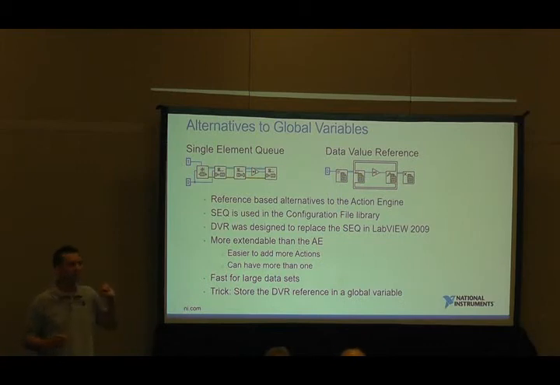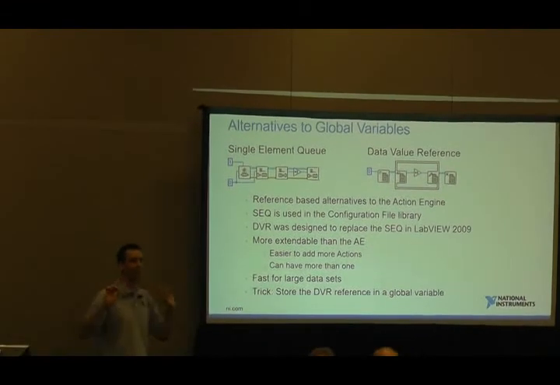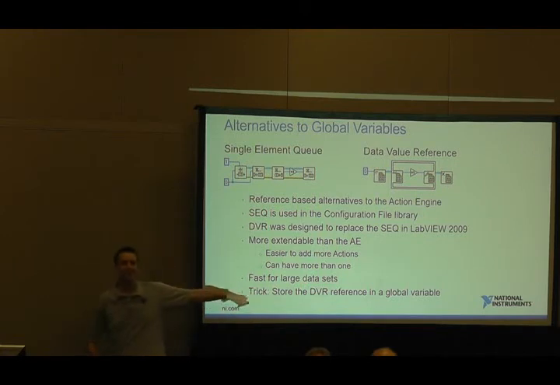And Steve Watts actually pointed this out to me. They work very well for big, large data sets, like huge arrays and big clusters. They are a lot faster with those. And one little trick I had: I store a DVR in a global variable so that I can get it from anywhere without passing the wire everywhere. It works until you close it.